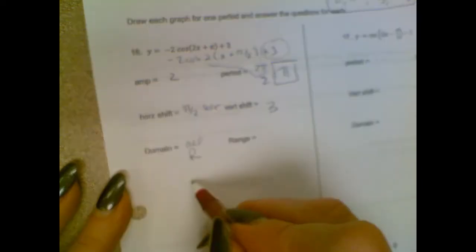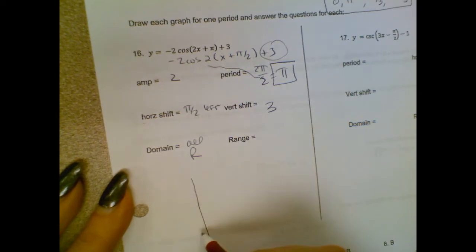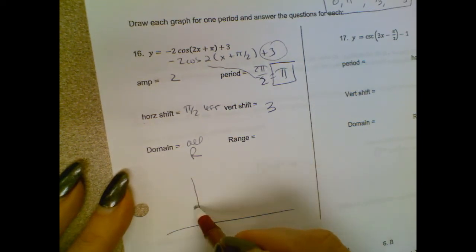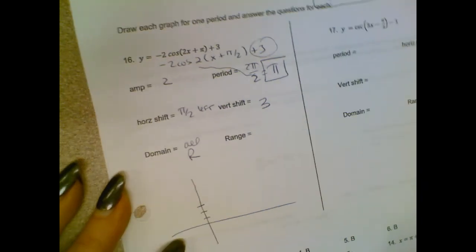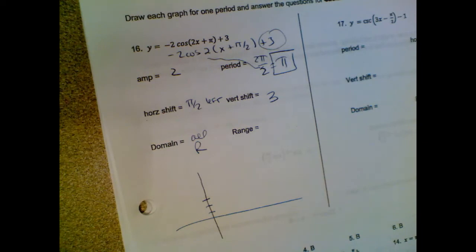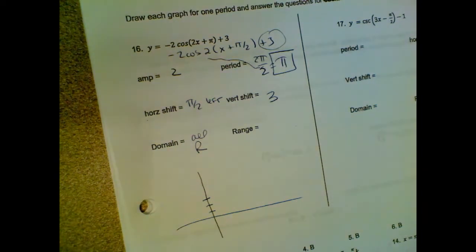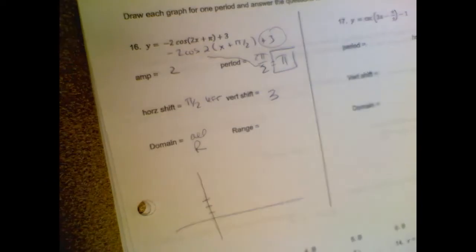Let's just get this graph ready. The vertical shift is 3. I need a red pen or something. Where's my red pens? Let me find this. All right, I see a red pen.